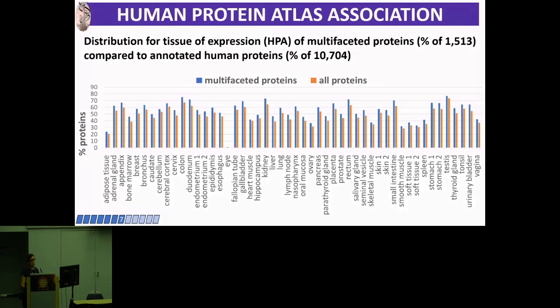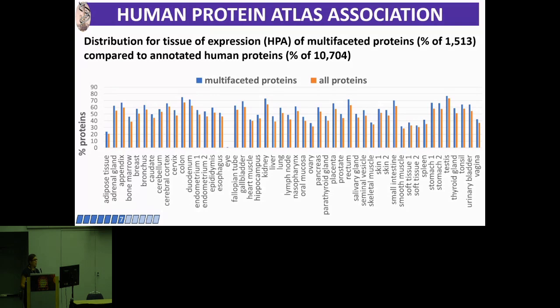We then decided to investigate the characteristics of multifaceted proteins from different points of view. So here we show the distribution of tissues of expression of multifaceted proteins, expressed as a percentage compared to the annotated human proteins in general. In blue, you may see the multifaceted proteins, and in orange, all proteins as a background. We derived this annotation from the Human Protein Atlas, considering only high and medium levels of expression. And we may see here that for this characteristic there is no emerging signal, as the multifaceted proteins are spread all over the tissues in the human body, following the background distribution.